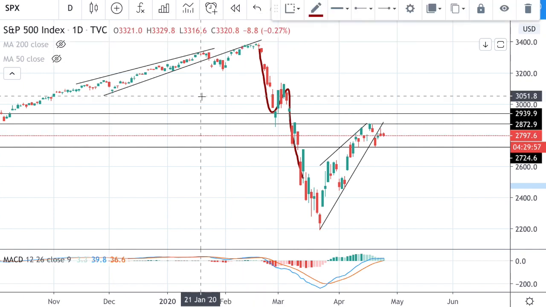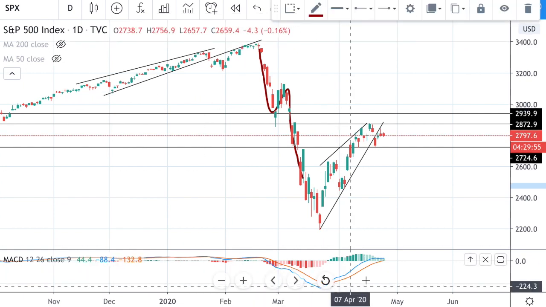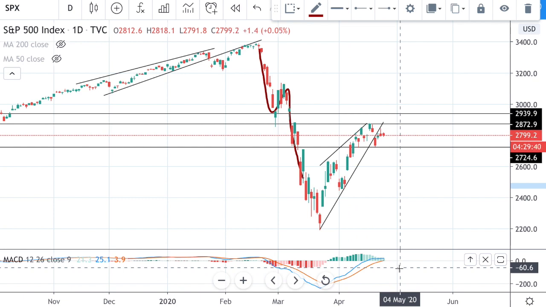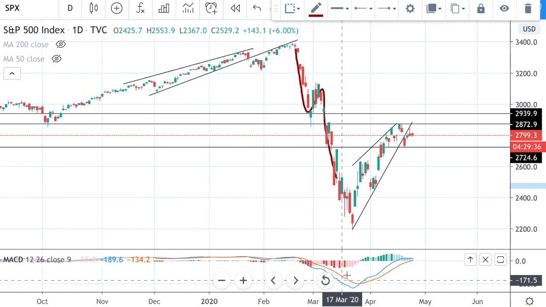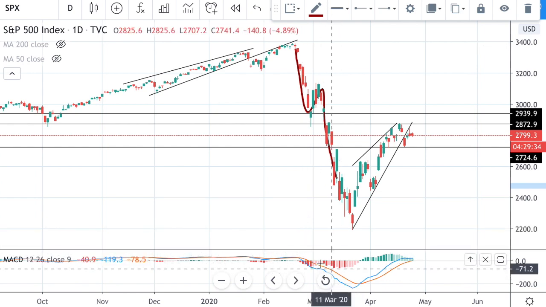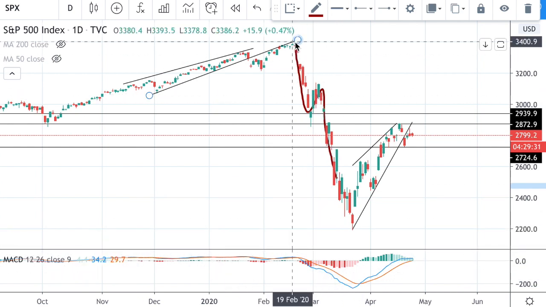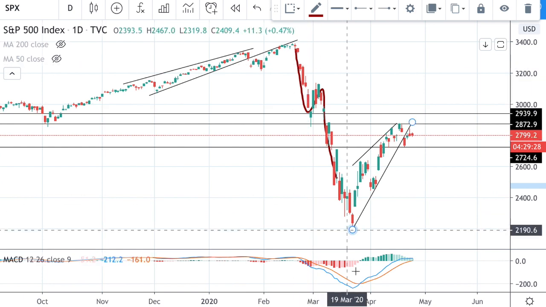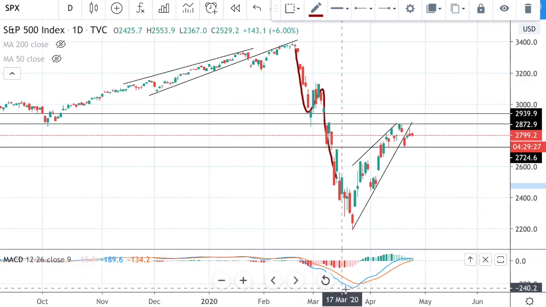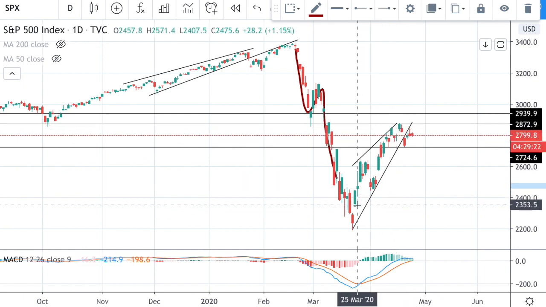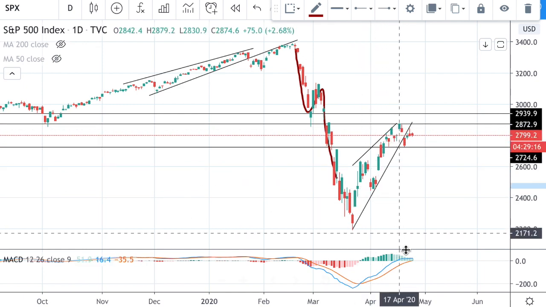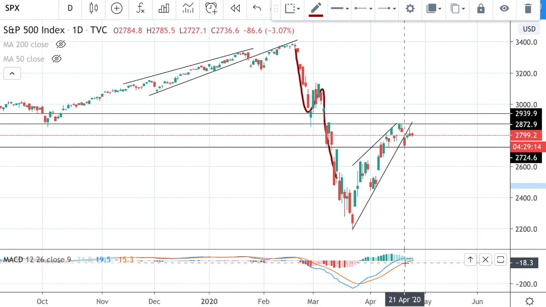What I really wanted to cover in this video was the MACD. The MACD, as you know, is a momentum indicator. It shows us which direction the momentum is going in. Here the momentum was obviously to the downside, with the MACD going down, and here to the upside. This is something I've covered extensively in my videos. But you can also see that we're currently backtesting the zero line.